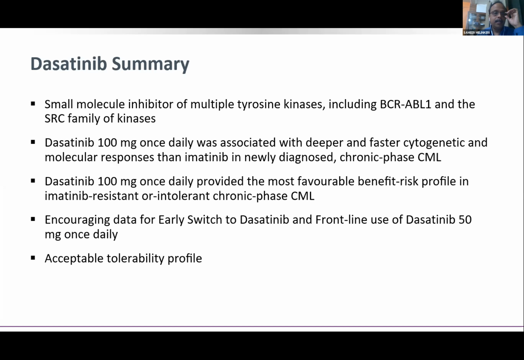So to summarize, Dasatinib is a small molecule inhibitor of multiple tyrosine kinases, including BCR-ABL1 and the SRC family of kinases. Dasatinib 100 mg once daily was associated with deeper and faster cytogenetic and molecular responses than Imatinib in newly diagnosed chronic phase CML. Dasatinib 100 once daily provided the most favorable risk-benefit profile in Imatinib resistant or intolerant chronic phase CML, with encouraging data for early switch to Dasatinib and frontline use of Dasatinib 50 mg once daily, and it overall has an acceptable tolerability profile. So with that, I end my talk, and thank you very much for listening.